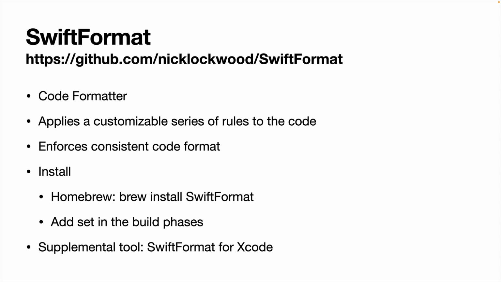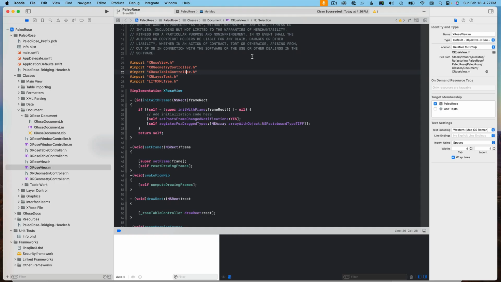So now that we kind of have an idea what the SwiftFormat and SwiftLint tools are, let's incorporate them into our project. Here we are in our project. The first thing we want to consider before we start adding SwiftLint and SwiftFormat is just to see how many warnings and errors we have. So let's run tests.